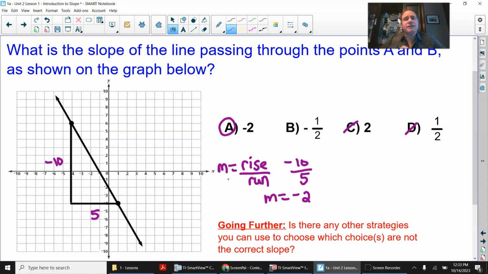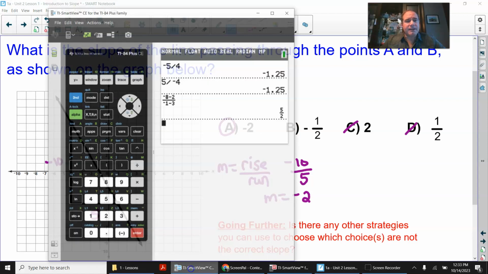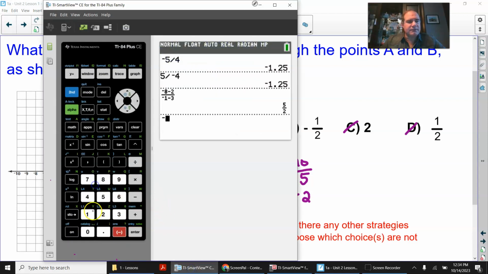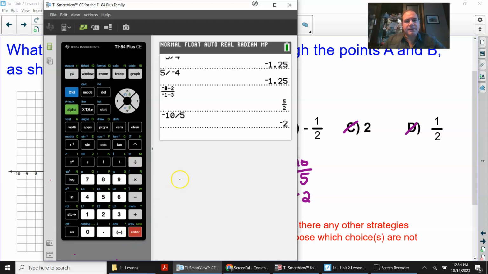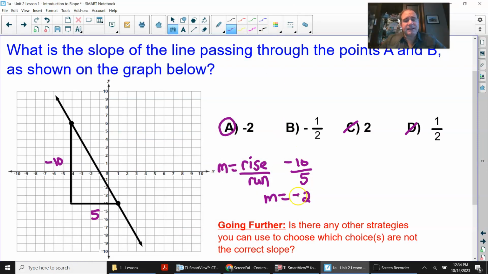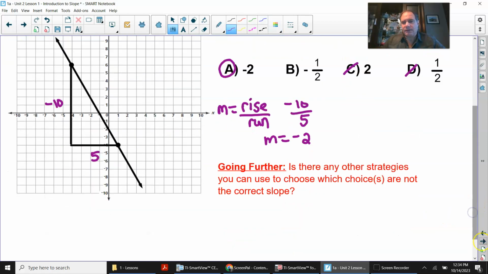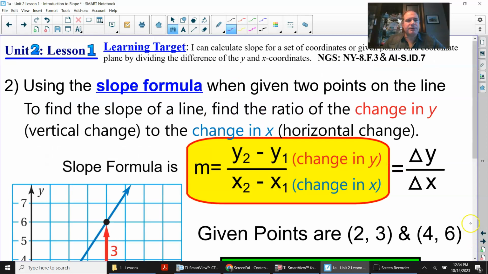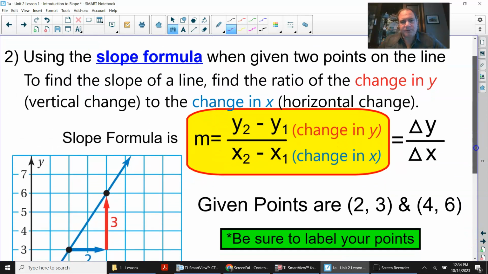This is a rise over run question. It's -10/5. So you grab your calculator. Just remember, grab the calculator. -10 divided by 5 is -2. It is not -1/2. And that's all I wanted to show you. Okay, let's go on to the next part of the slope lesson.